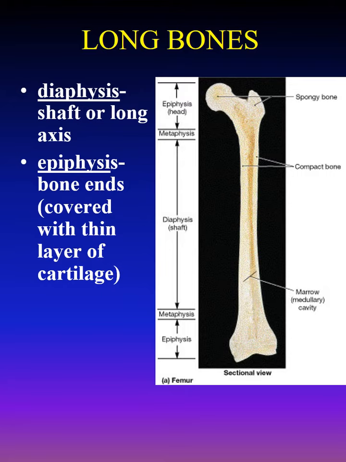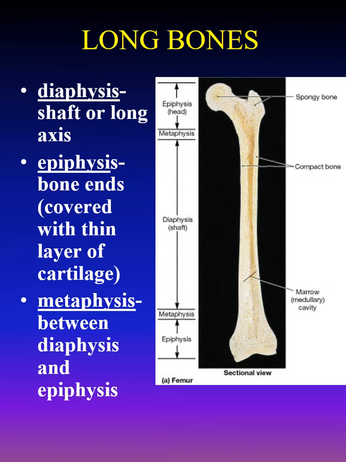Also, this is where we have a lot of attachments of ligaments and tendons, which ligaments are from bone to bone, and tendons are attachments from muscle to bone. And then the third region of a long bone is the metaphysis, and this is a thin region between the diaphysis and the epiphysis.